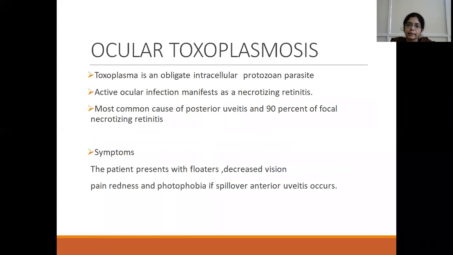Now, again, this is slightly important considering it's ocular toxoplasmosis. So ocular toxoplasmosis, coming to it, it is the most common cause of posterior uveitis and 90% of focal necrotizing retinitis. So the patient here, because it is confined to the posterior segment, presents with floaters and decreased vision. And suppose if there is spillover anterior uveitis, pain, redness, and photophobia can also occur.